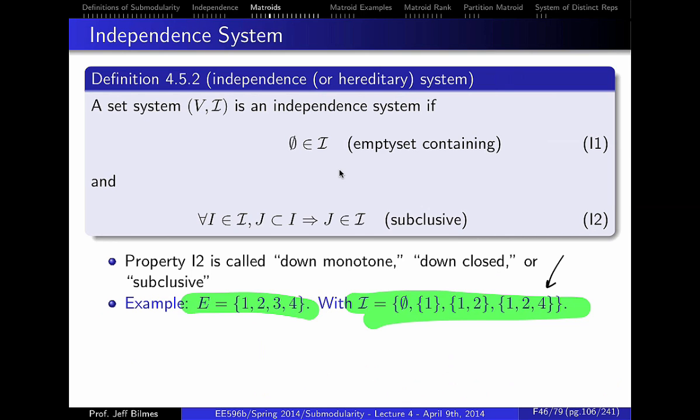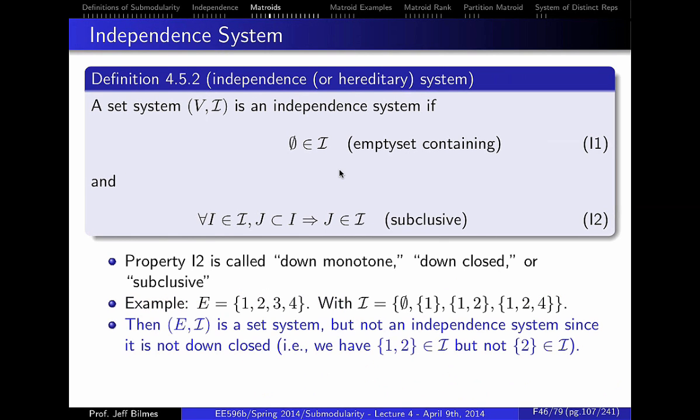Is it a hereditary system? No, because 1 comma 4 is not a member of I. There are lots of reasons. 1, 2 is an I, but 2 is not an I.